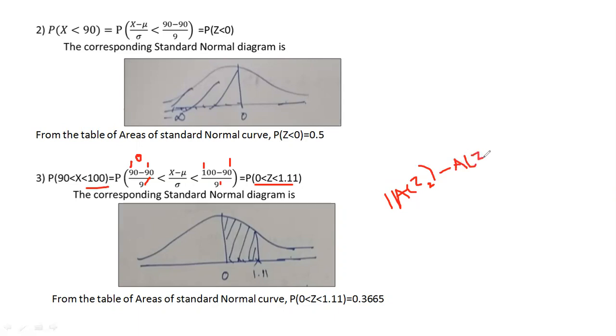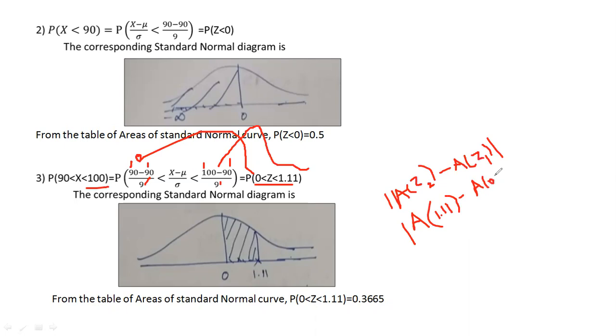So here z1 is nothing but the first value. When you are taking 90, what is the z score? When you are taking 90, the z score is 0. When you are taking x2 as 100, then the z score is 1.11. So here we have to take the modulus of A of 1.11. This A is nothing but the area we are taking from the table value, minus A of z1. When you are taking 0, then the z score is 0.